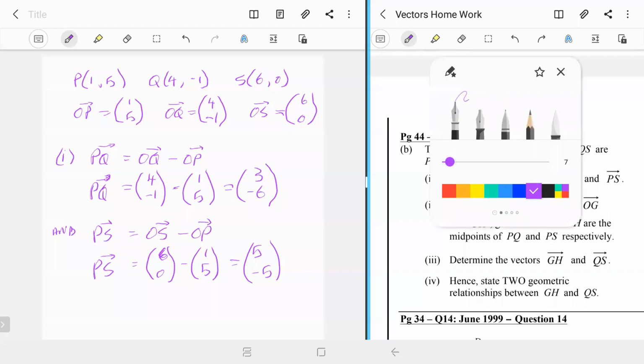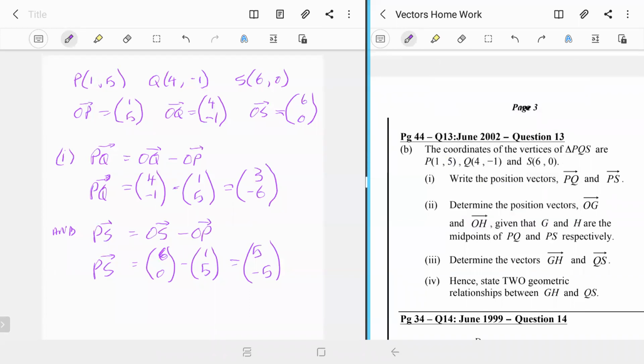All right, cool. Let me just write down what OP is over here. OP is 1, 5. OQ is 4, minus 1. And OS is 6, 0. All right, next part now says determine the position vector of OG and OH.